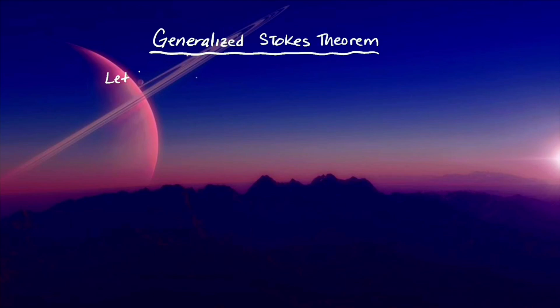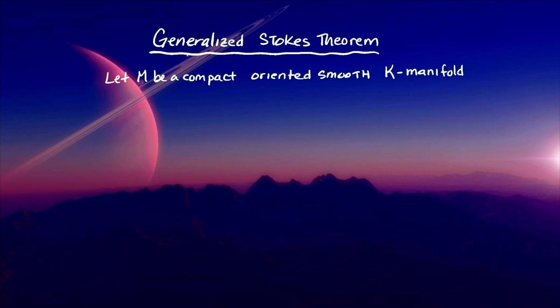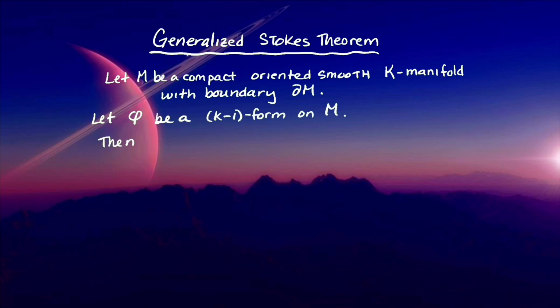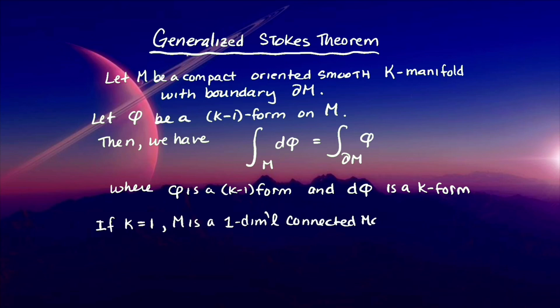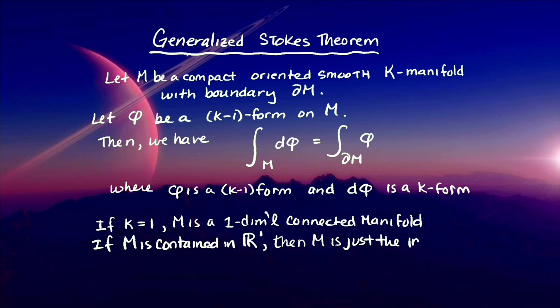The generalized Stokes theorem. Let M be a compact, oriented, smooth, k-manifold with a boundary ∂M. Let phi be a (k-1)-form on M. Then we have the integral over the surface M of d phi is equal to the integral around the boundary of phi, where phi again is a (k-1)-form and d phi is a k-form.